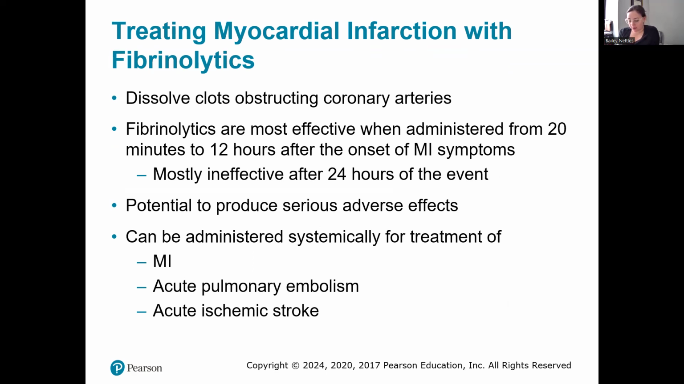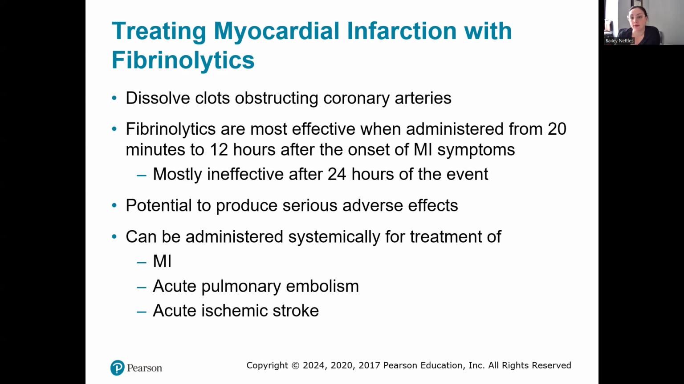We also give these for strokes as well, and we'll talk about that a little bit after the MI, but they're no joke. They dissolve clots, and that means all clots anywhere. So like the little clot at the IV you put in, that clot's gone. That's keeping it from leaking at the site, gone. It dissolves all clots, so it's no joke, and we don't give it lightly.